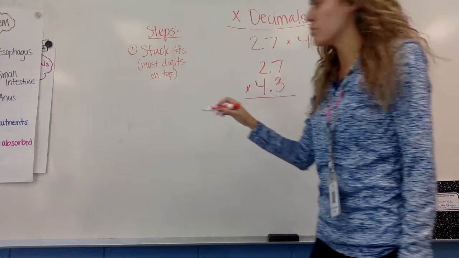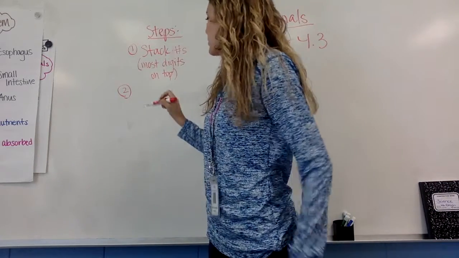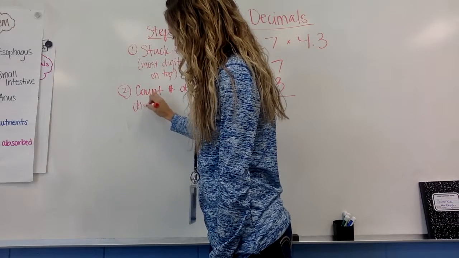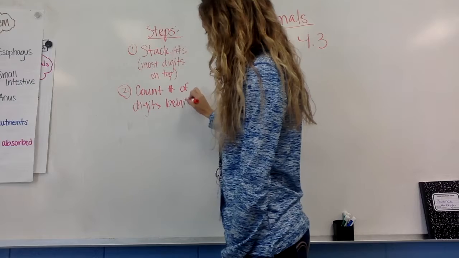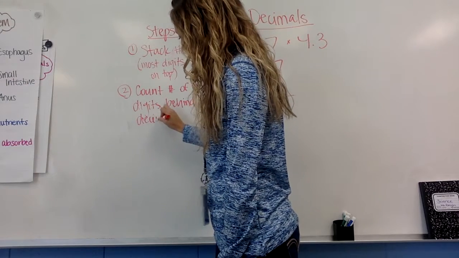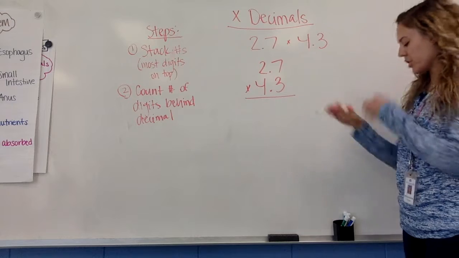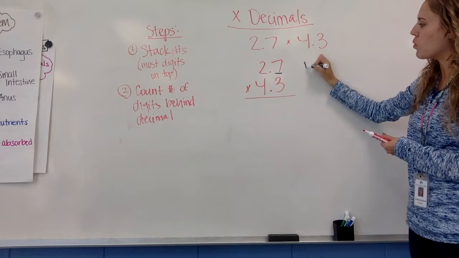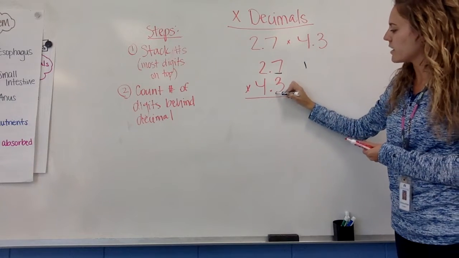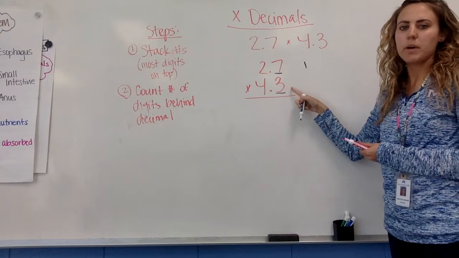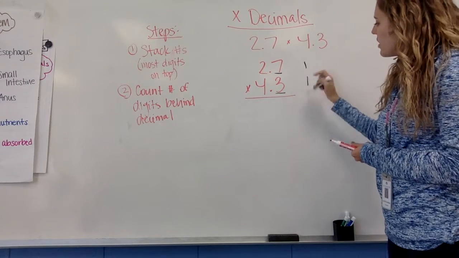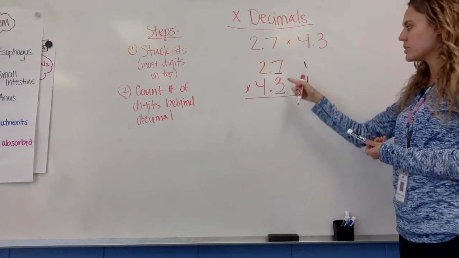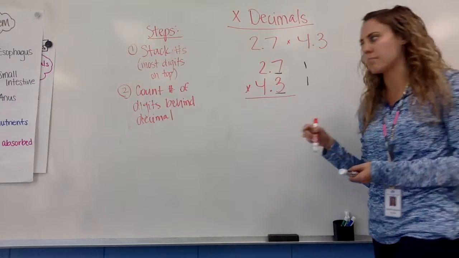Okay, our next step when multiplying decimals is to count the number of digits behind the decimal. So in our first number, we have our decimal point, and then behind it, we have 1 place. And in our second number, we have 1 digit behind our decimal. So we've got 1 digit and 1 digit behind. And we're going to use these two numbers here in a minute, but I always record them off to the side because they're going to help us with step 3.